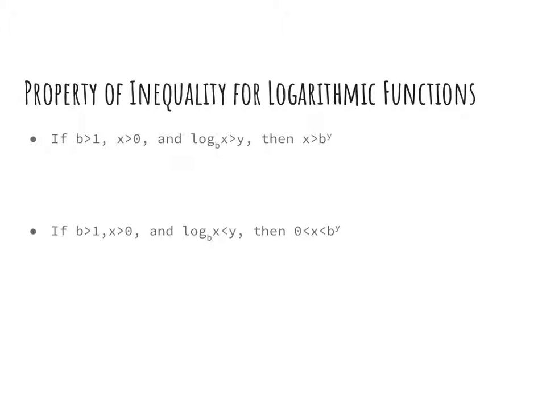So we're still rewriting it as an exponent, but instead of an equal sign now, we're going to carry over the inequality. The only thing you'll have to keep an eye on is this part here. When it's less than, we've got to have this 0 is less than part of it as well. And then we can go and solve from there.